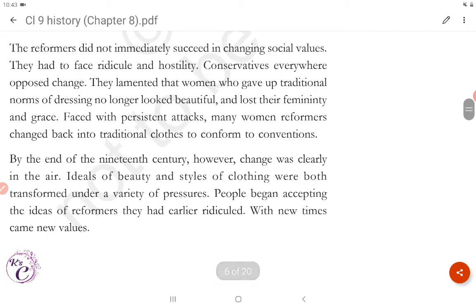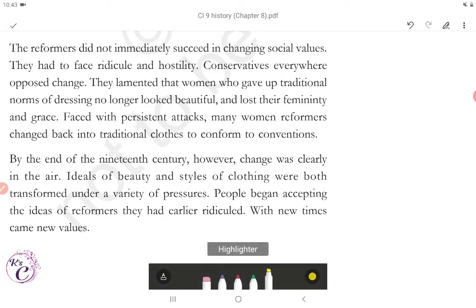The reformers did not immediately succeed in changing social values. They had to face ridicule and hostility. Conservatives everywhere opposed change. They lamented that women who gave up traditional norms of dressing no longer looked beautiful and lost their femininity and grace. Faced with persistent attacks, many women reformers changed back into traditional clothes to conform to conventions.